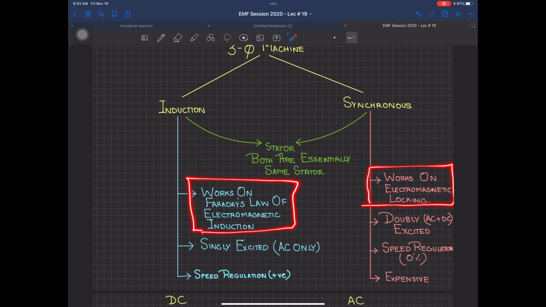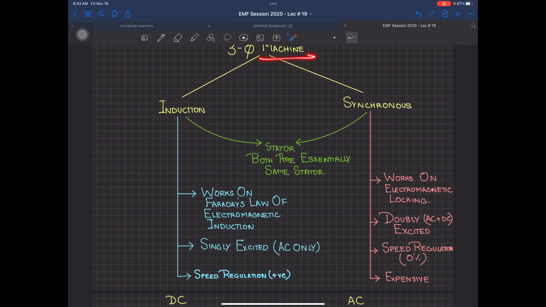Synchronous motor or machine. Remember, I have used the word machine over there. It can be a motor also, a generator also. So for synchronous and induction machines, the working principles are electromagnetic induction over here, and here electromagnetic locking.